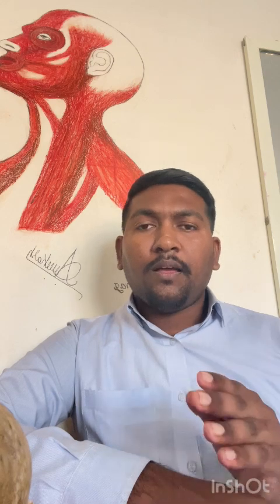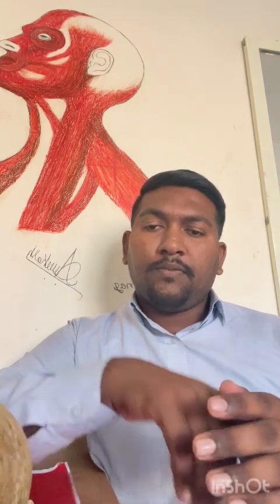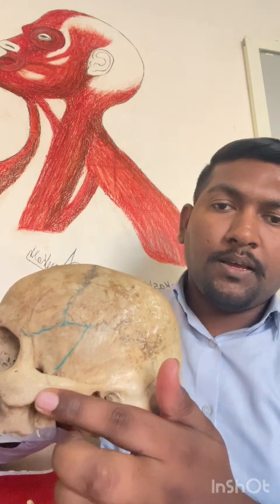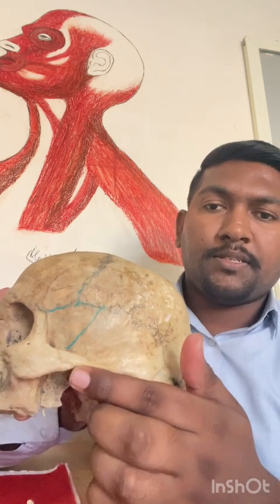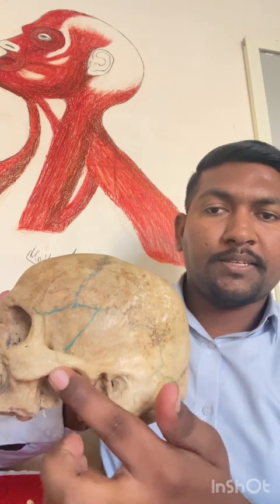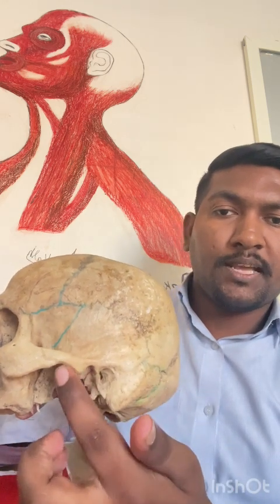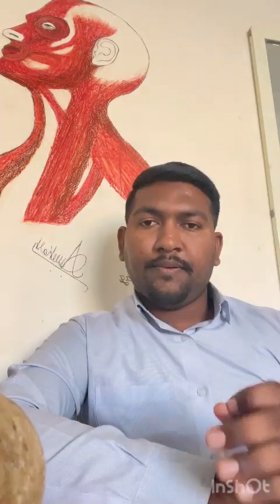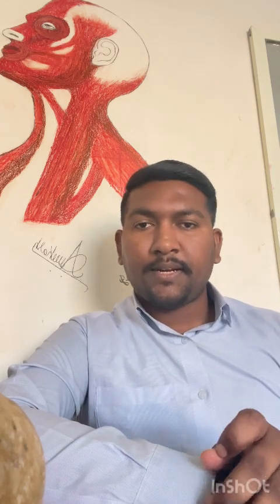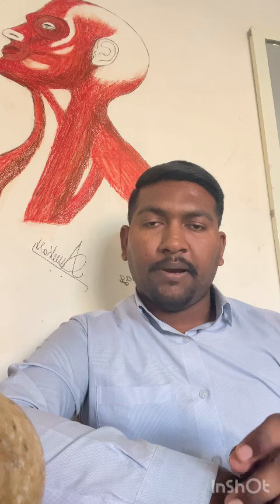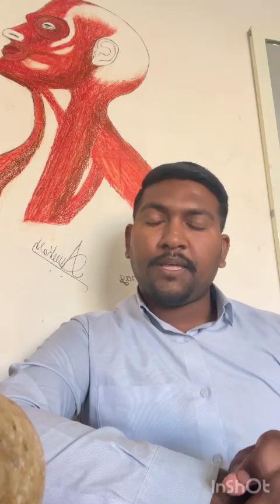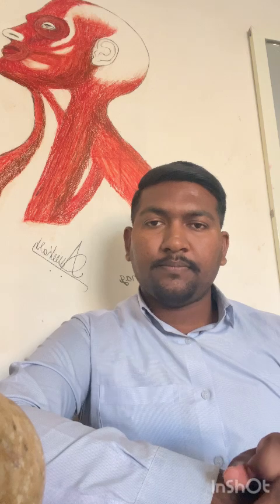And after arising, we can see here this is the anterior border of the zygomatic arch, lower surface. This is the anterior border and this is the posterior border. Fibers run downwards and backwards and are inserted into the angle of the mandible and the lower half of the lateral surface of the ramus of the mandible.